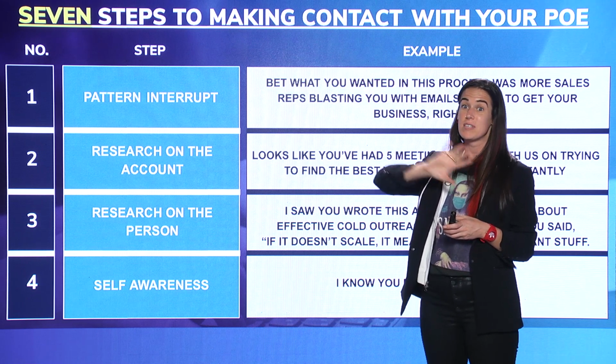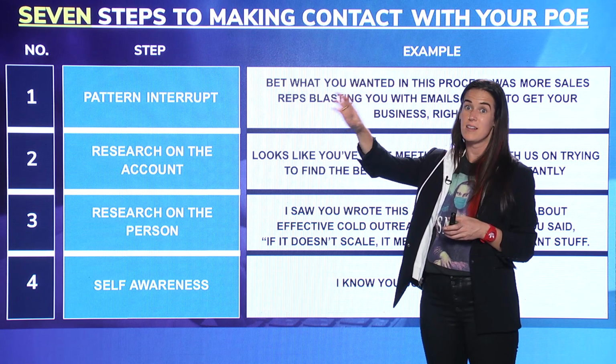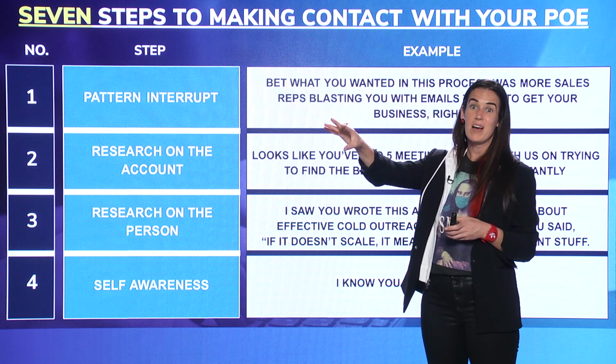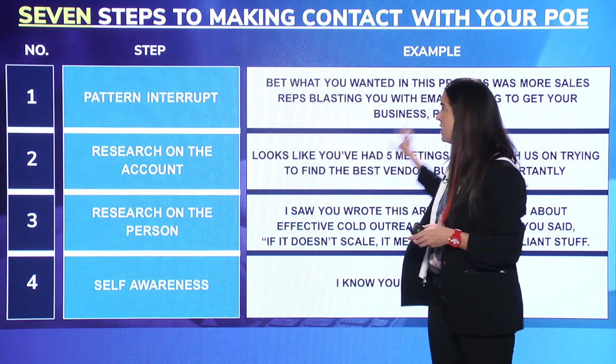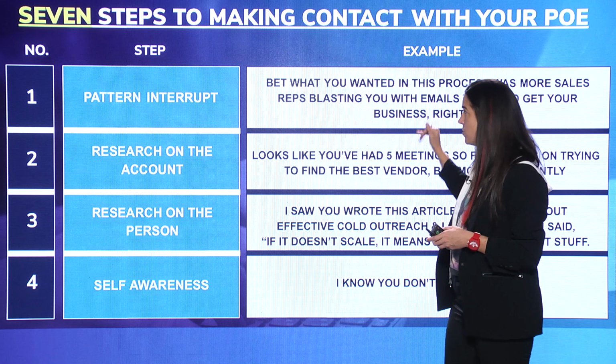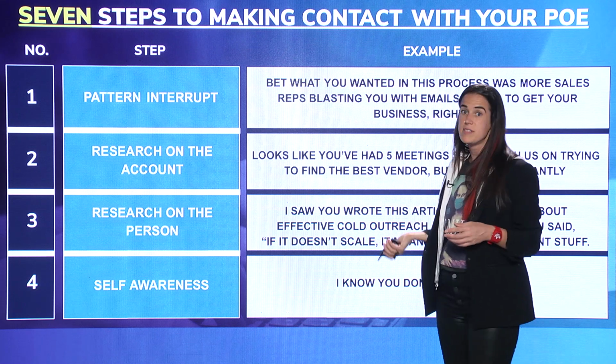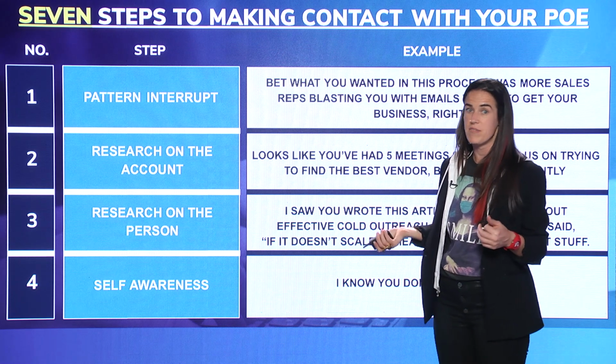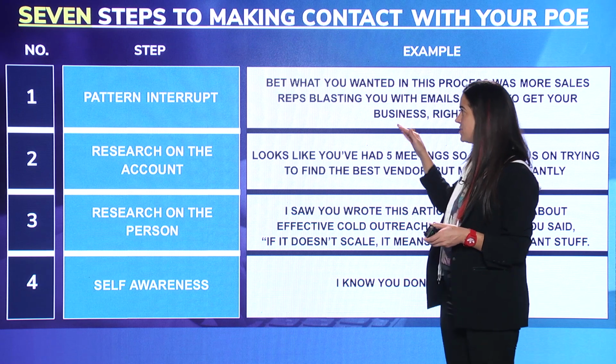Sometimes the decision maker is like, look, I'm just the one that signs on the dotted line, but someone else is the one that needs to do all the vetting. Regardless of who it is, I would go through 7 steps to reach out to that point of entry. So let's start at the top.